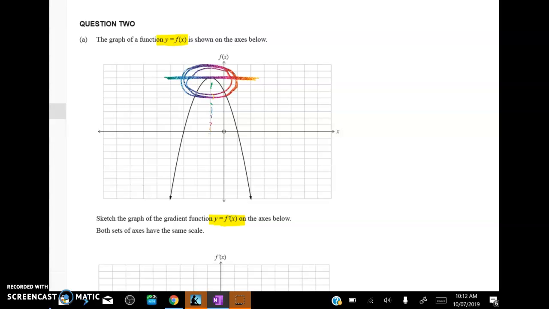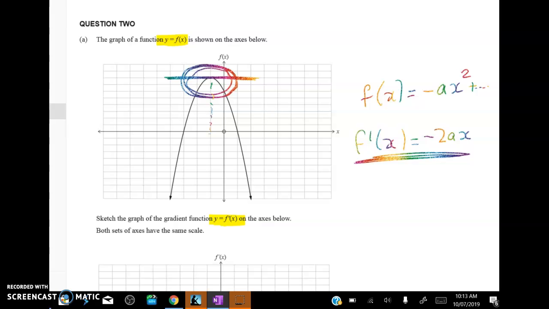Well, we know we've got a quadratic. So if f of x is equal to some kind of parabola, an upside down one, then we know that the gradient function is linear. You don't have to do any of this working, but in your head now, when you see a parabola, you should think, oh yeah, that's got a linear gradient function. And that's all you have to do to get this question right.